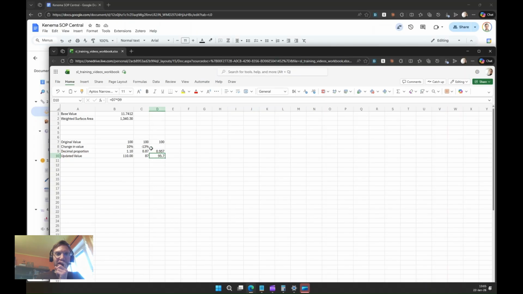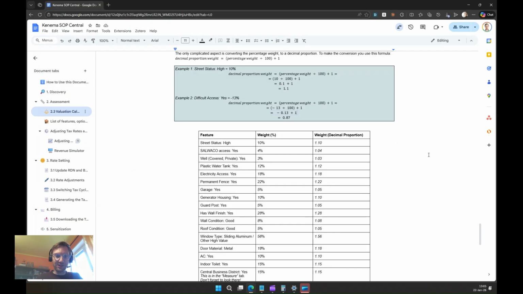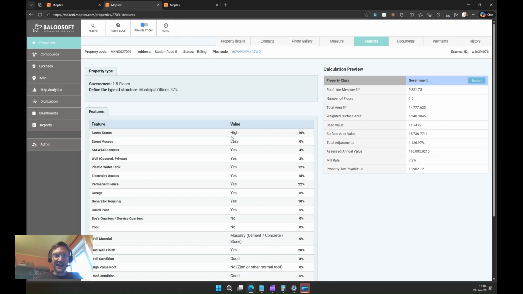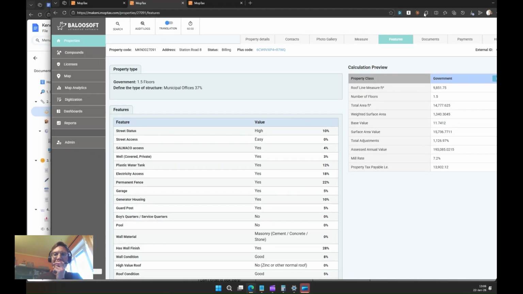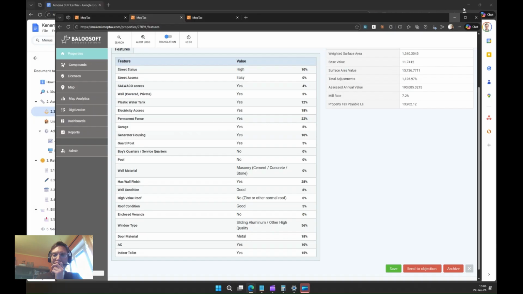And so if we apply this to the McKinney City Council building, we see these are the different weights that are affecting the McKinney City Council building. So if we look at McKinney City Council, it has a high street status. It has easy street access. It has yes to Sawako. It has a private covered well. So what I did is I took all of these features, and any of them that was not zero, anything that's not zero, I put it here.